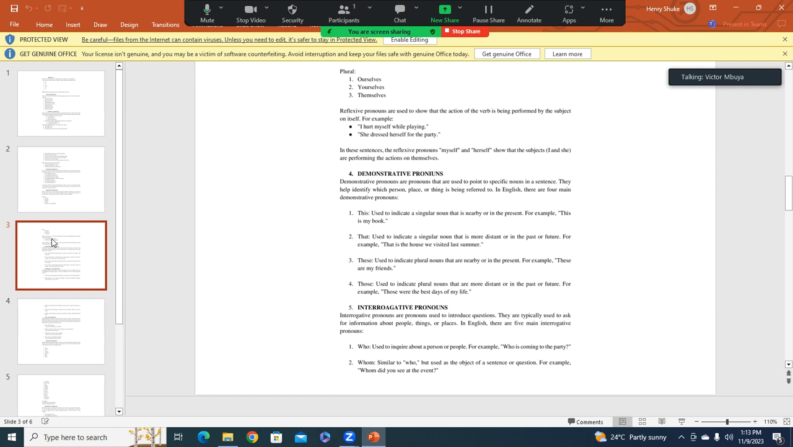Then fourthly, we have the demonstrative pronouns. What are demonstrative pronouns? Demonstrative pronouns are pronouns that are used to point to specific nouns in a sentence.